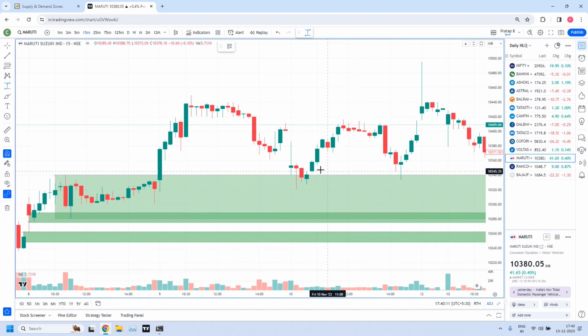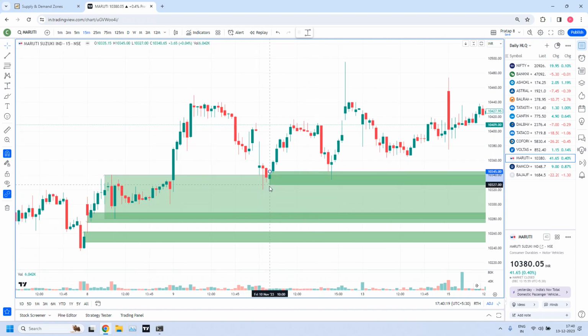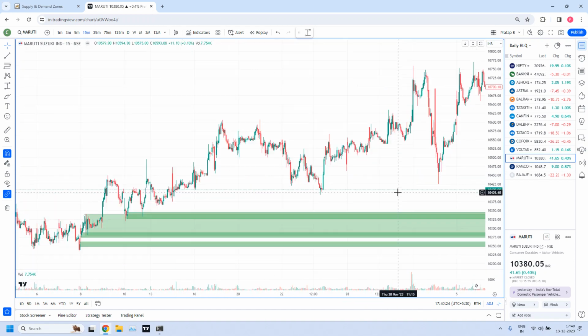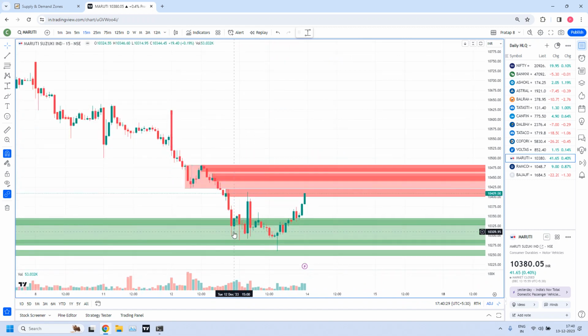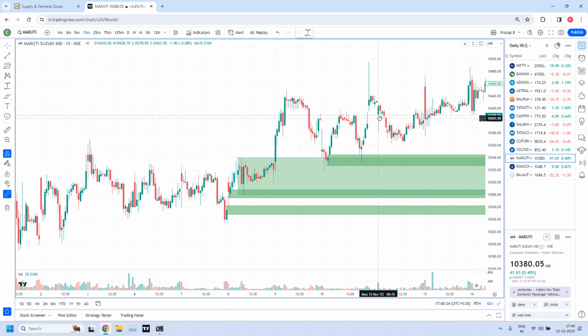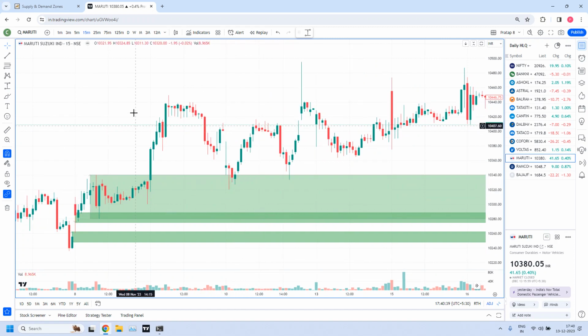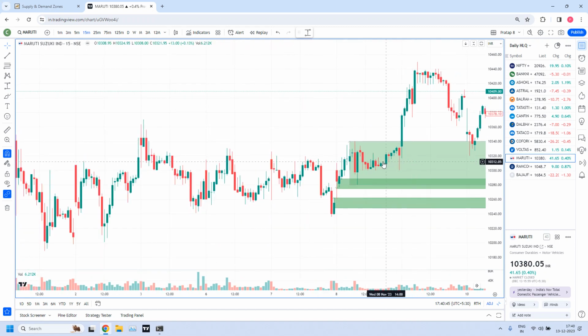This is the one previously, a 15-minute zone inside this. So which is tested, and now it is no more a fresh zone, so it is violated. This one is the previously drawn. Then do we have any more fresh 15-minute zones here? No, we don't have a fresh 15-minute zone, because we can draw a zone here, but that is already tested.